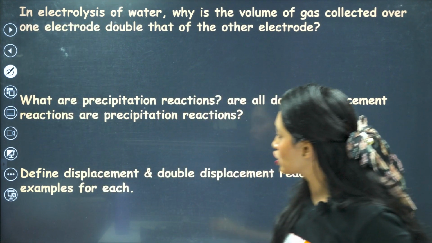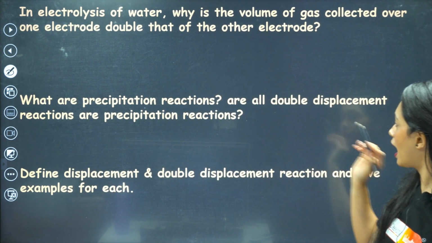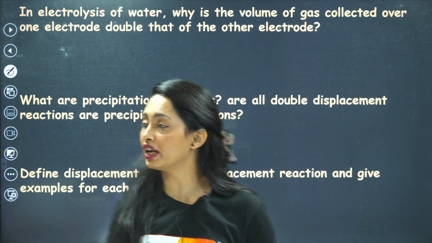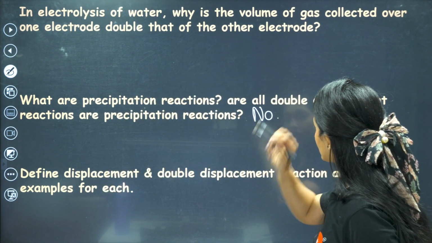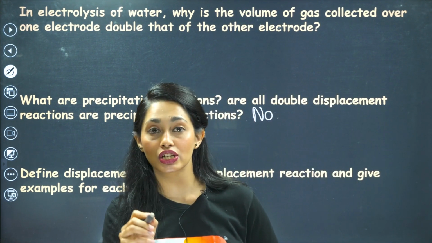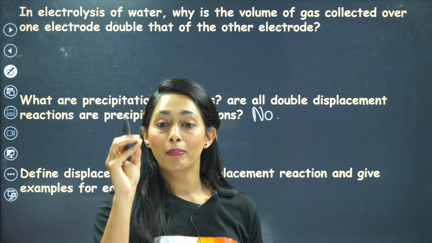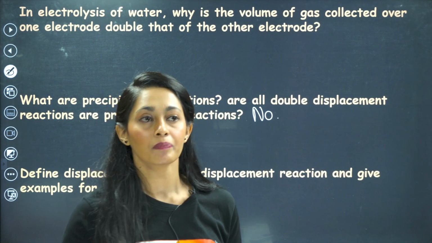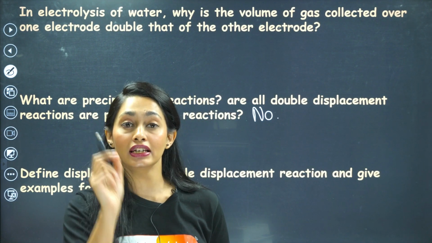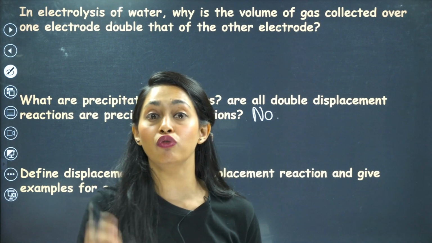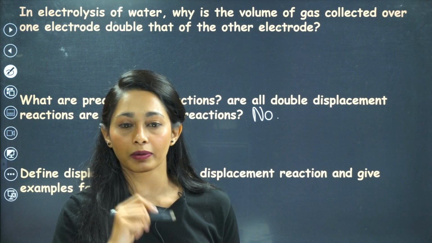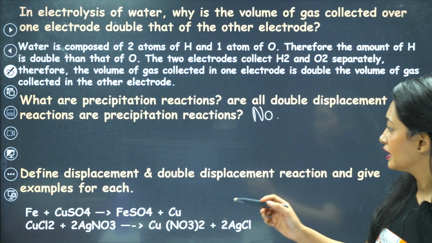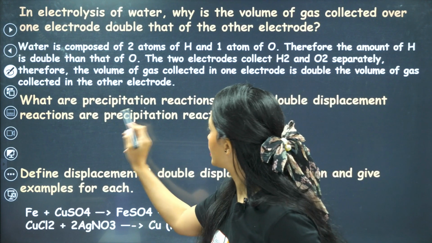Moving on to the next one: what are precipitation reactions? Are all double displacement reactions precipitation reactions? No. Not all double displacement reactions are precipitation reactions, but precipitation reactions are a type of double displacement reaction. A reaction in which an insoluble solid substance is formed as a product is called a precipitation reaction.